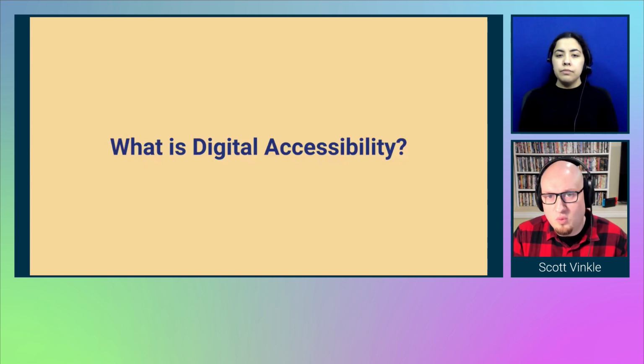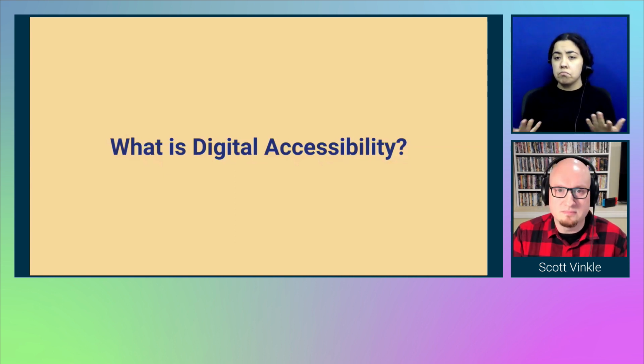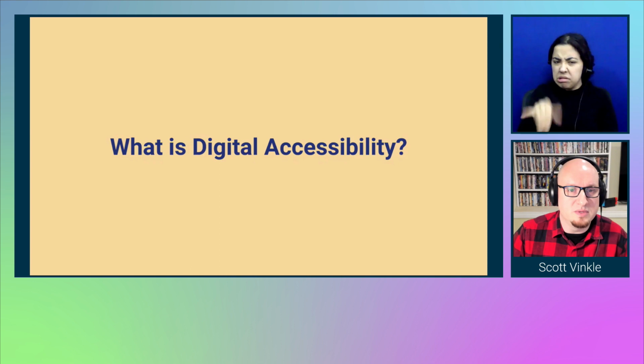So to start off, what is digital accessibility? That's a great question. Let's dive in a little bit. So simply put, digital accessibility means building digital content and applications that can be used by people with disabilities. These techniques can be applied to websites, mobile apps, desktop apps, operating systems, video games, and much more.